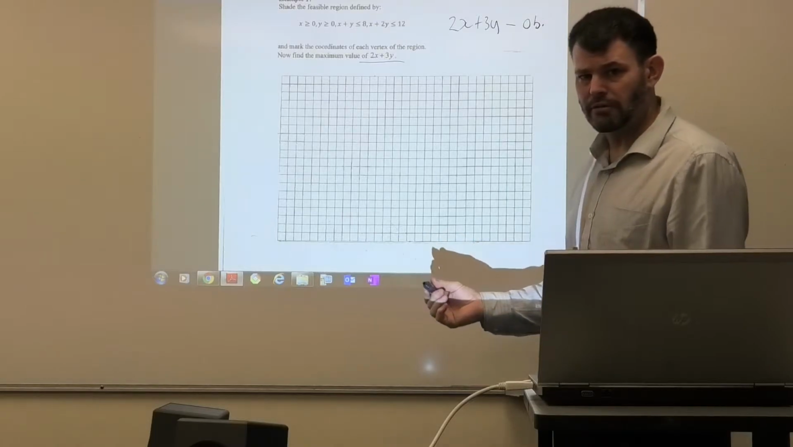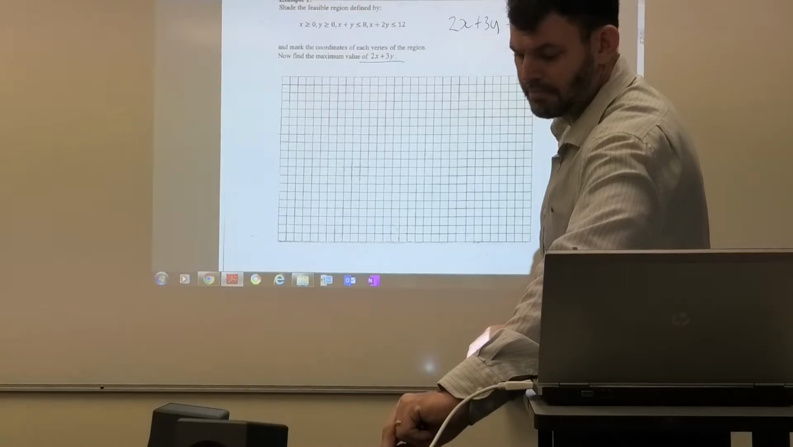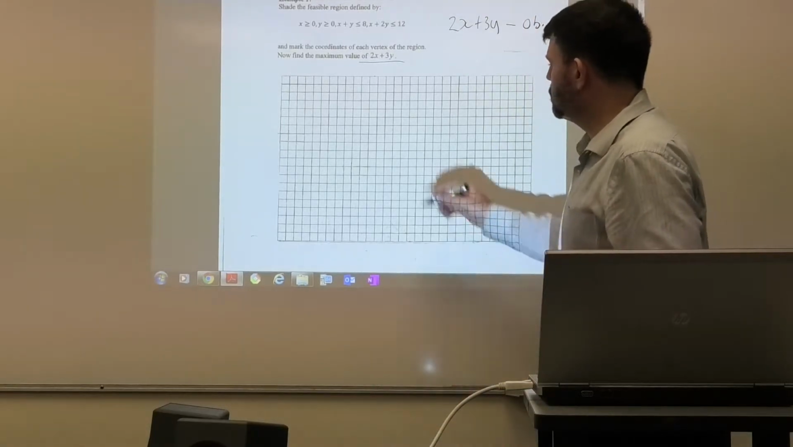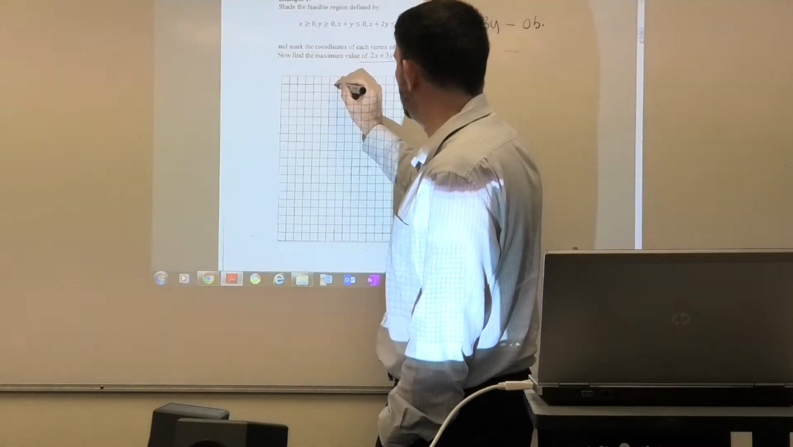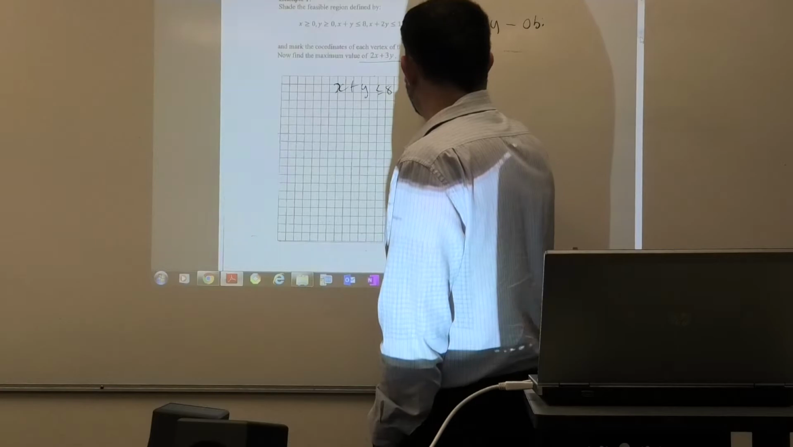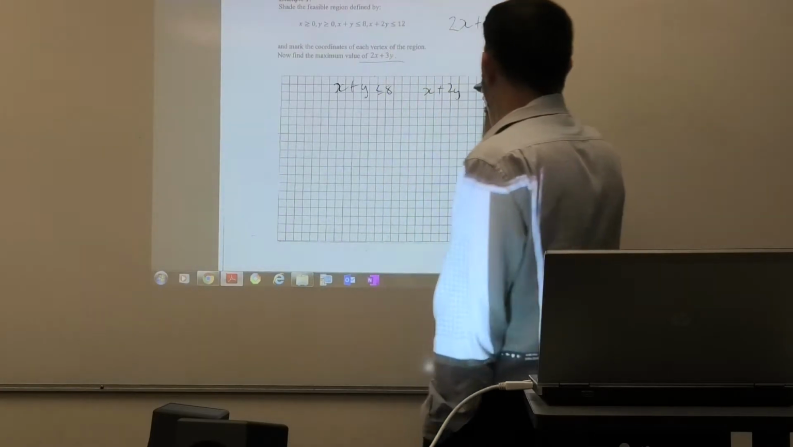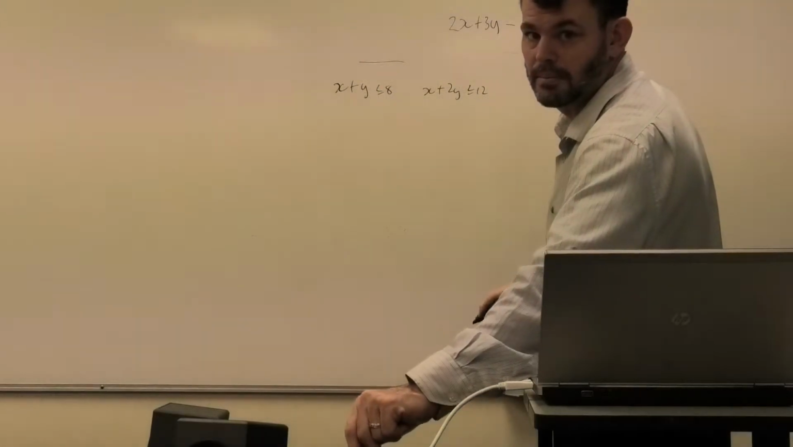So let's start off. We'll write down what our feasible regions are first, our constraints. So we've got x plus y is less than or equal to 8, and x plus 2y is less than or equal to 12. So let's turn that off for a second so you can see what's going on.